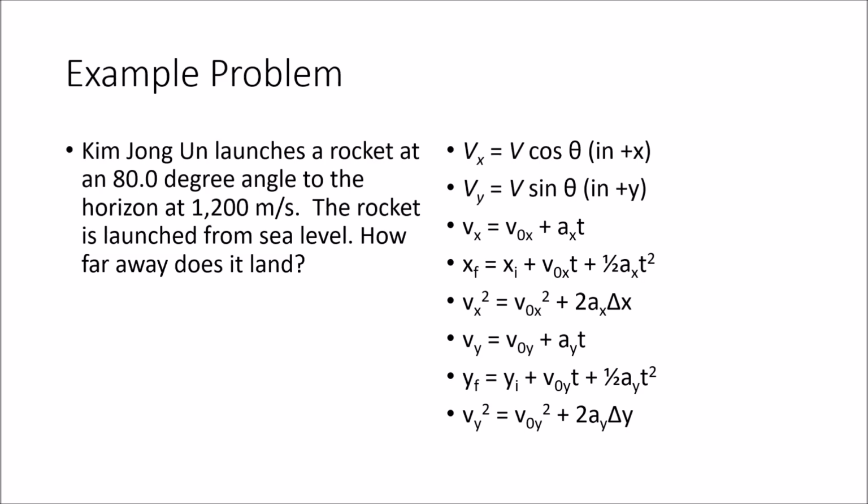Now, I didn't specifically say it here, but assume that the rocket is magical, because of course it is, and as soon as it leaves the ground, it is already moving at 1,200 meters per second at that 80-degree angle. The rocket is launched from sea level. How far away from the launch pad does the rocket land? Assuming, and this is another thing I didn't say in the problem, that the rocket is launched from sea level and lands at sea level, how far away does it land?